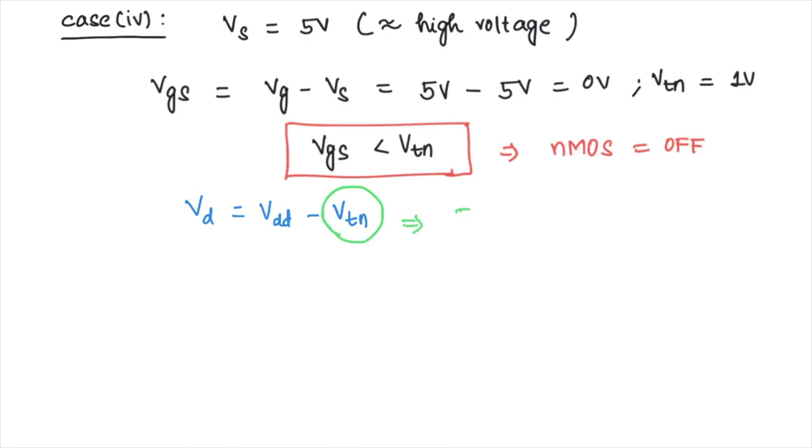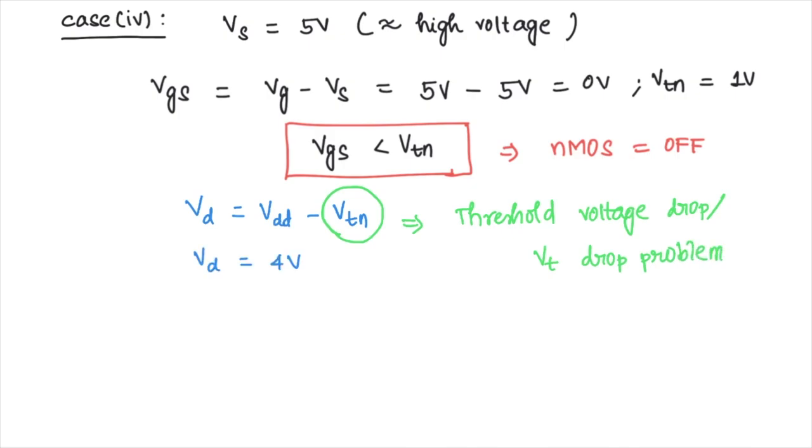You call it a threshold voltage drop problem, or you call it a VT drop problem. Since VD is equal to 4 volt and it is not equal to 5 volt, we cannot say that it is almost equivalent to strong 1. So that is why we call this weak 1.